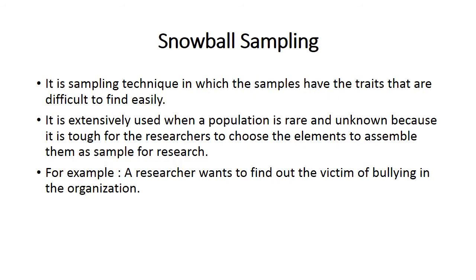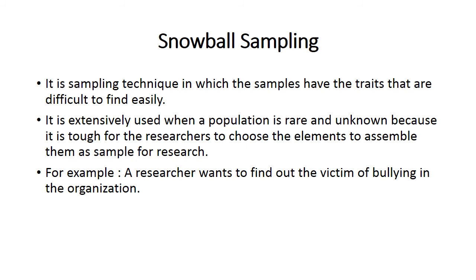Now coming on to the last sampling method, which is the snowball sampling method. In this sampling, survey respondents are selected on the basis of referral from other survey respondents. For example, if we take a case of bullying, a person who is bullied, if we are interviewing him or her, will help us to find another person who is also bullied. This is how a referral is made.